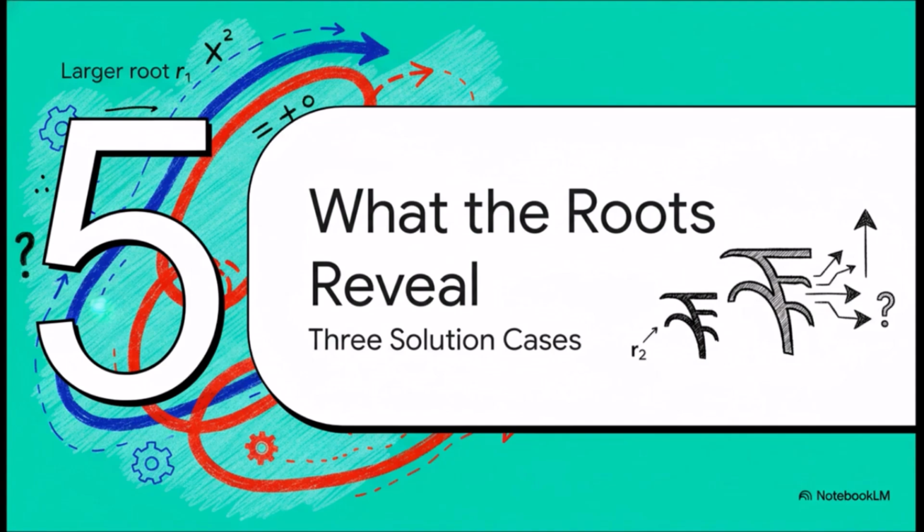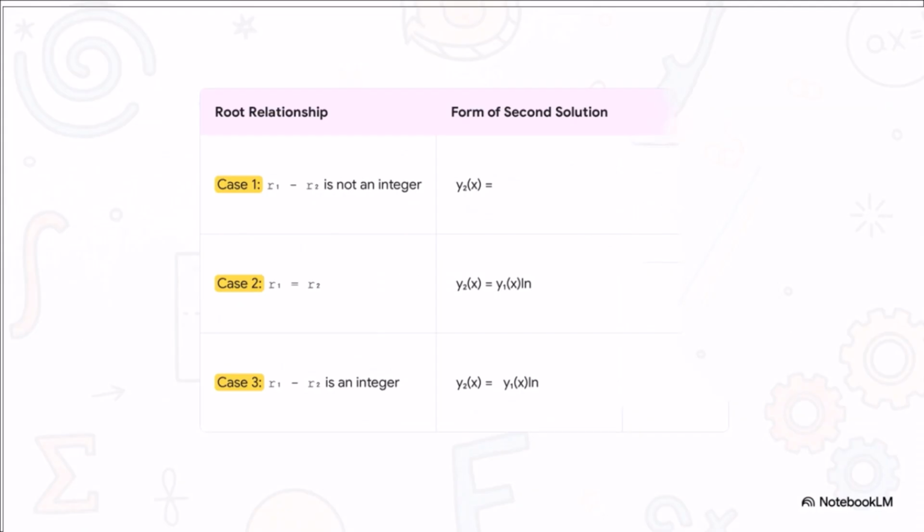Okay, so we have our two roots from the indicial equation, R1 and R2. Now, finding the first solution using one of these roots is usually pretty straightforward. But the real story, and this is where things get really interesting, is how the relationship between those two roots completely dictates what the second solution is going to look like. Check this out. The whole structure of our final answer just hinges on the difference between those two roots we found. In case 1, if the roots are different and don't differ by a whole number, life is simple.